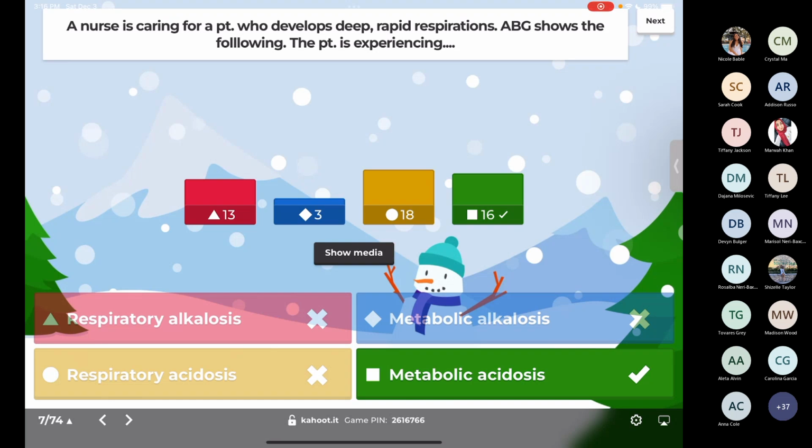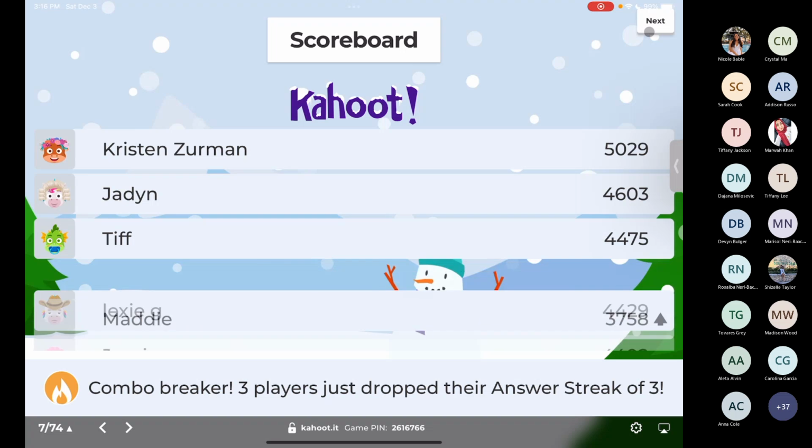Good job, guys. That was metabolic acidosis. So the first step is always determining what our pH is.